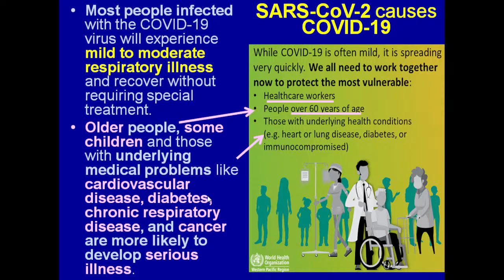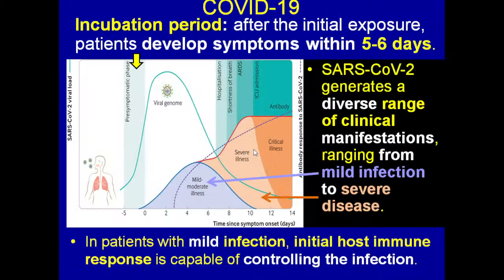And what kind of medical problems may make the disease more severe? Cardiovascular diseases, diabetes mellitus, chronic respiratory illness, and cancer. Those patients more probably may develop serious illness, and of course, immunocompromised individuals are also at higher risk.